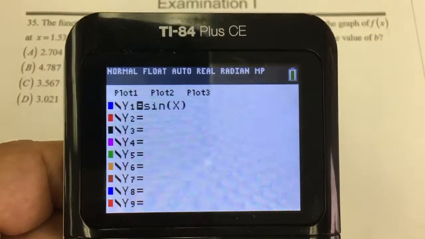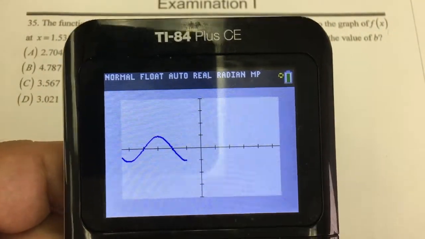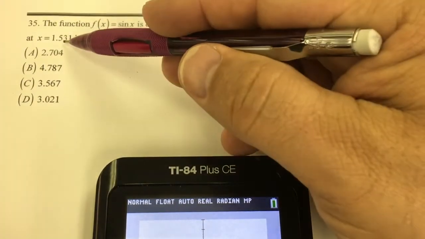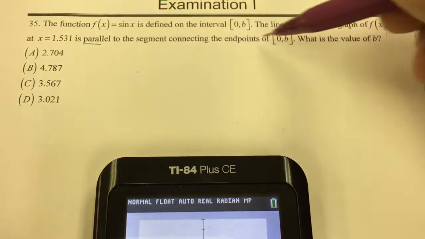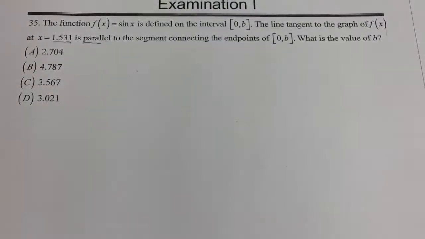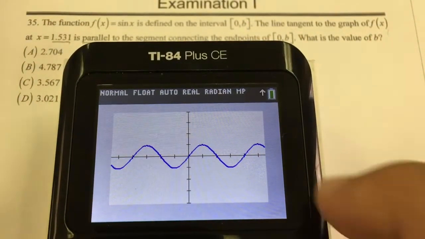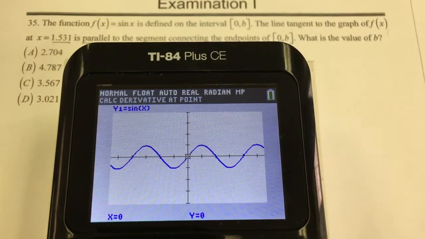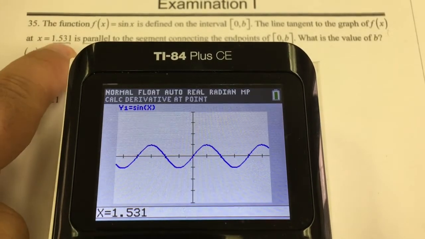So I'm going to type in sine x and graph it into my calculator. And it says when the interval is 0 to b, a line tangent to the graph at x equals 1.531 is parallel to the segment connecting the endpoints, 0 and b. So what that means is I'm going to find the slope at x equals 1.531. And that's no difficult task. I'm just going to hit calculate 6, which is the derivative, at 1.531. Just typing in the value that they've given me.